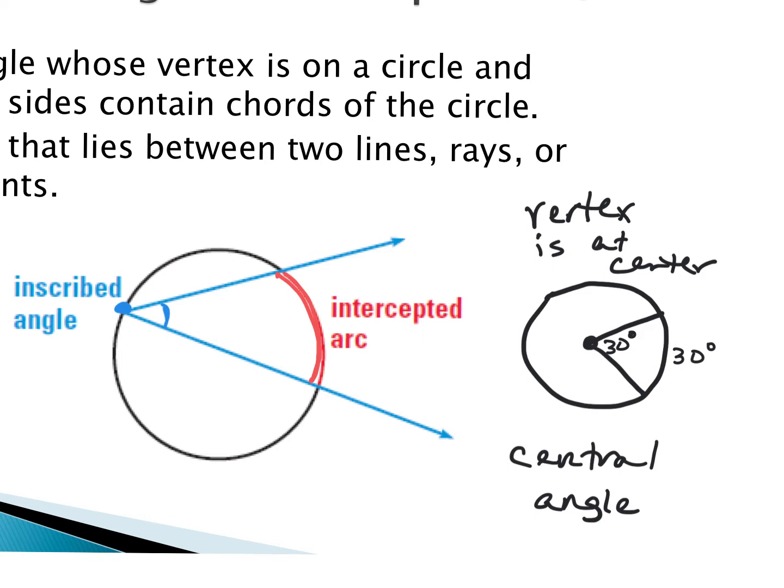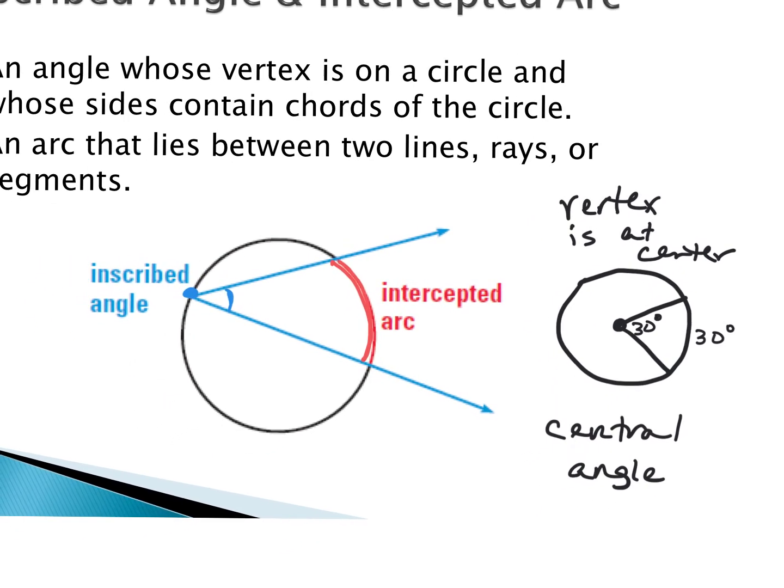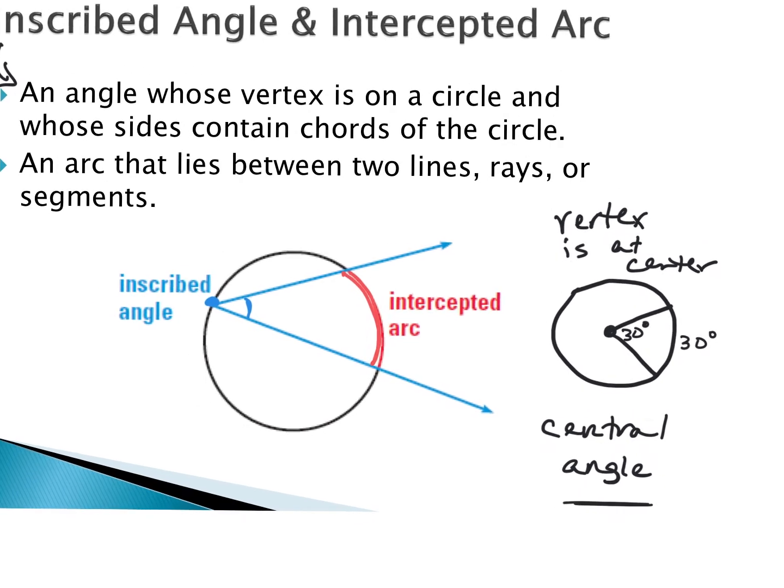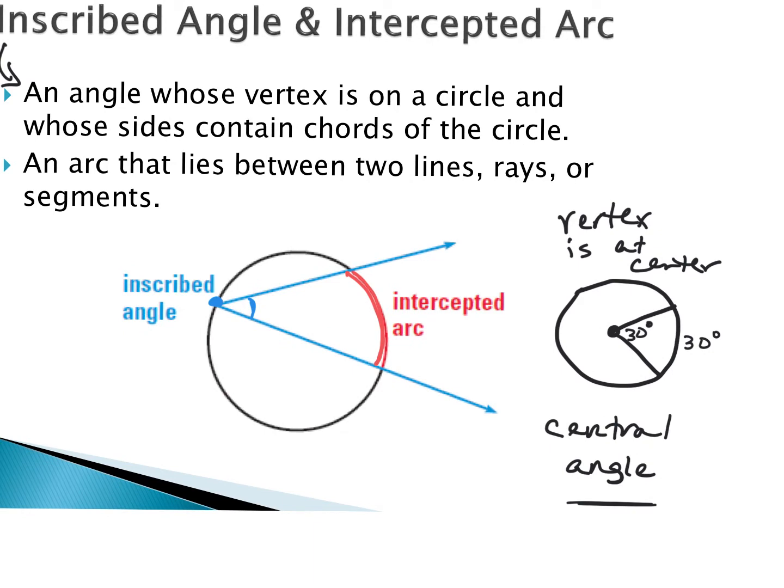On the next slide, we're going to learn that the inscribed angle is going to be half of the arc measure. So know the difference between a central angle and an inscribed angle. Central has its vertex at the center. Inscribed, the vertex sits on the side of the circle.